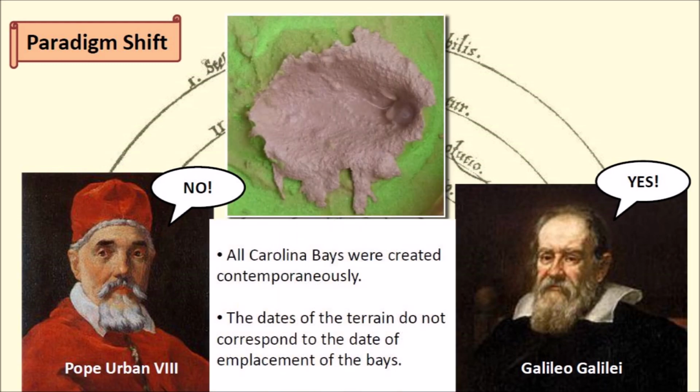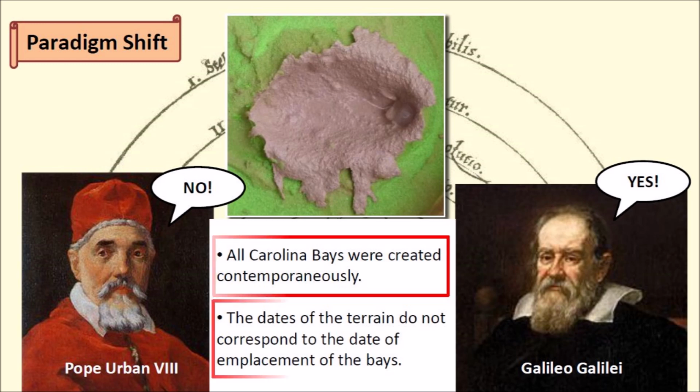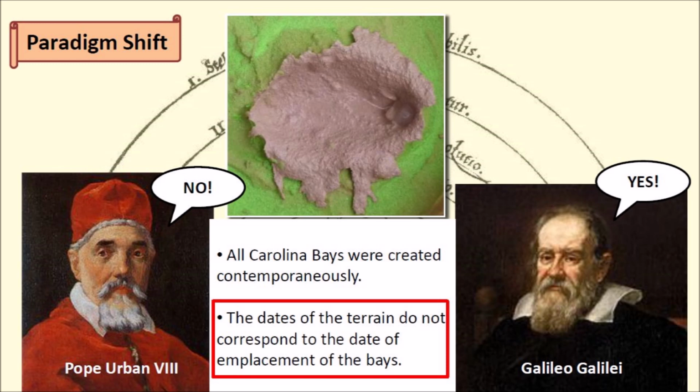The acceptance of the impact origin of the Carolina bays also requires a paradigm shift. One of the most contentious concepts of the impact hypothesis is that all the Carolina bays were created contemporaneously within a few seconds of each other instead of gradually over thousands of years. The second controversial topic is that the dates of the terrain do not correspond to the date of emplacement of the bays. A basic problem is that optically stimulated luminescence, which is a very accurate way of dating buried quartz crystals, is intended for use in sedimentary terrain and not on a landscape whose stratigraphy was scrambled by the barrage of projectiles that formed the Carolina bays.